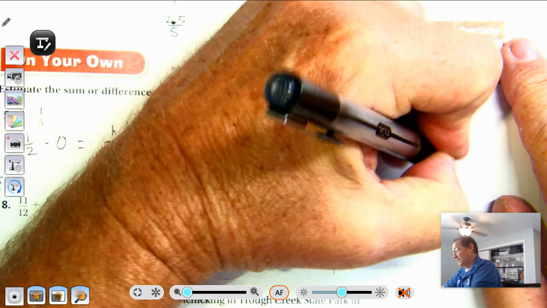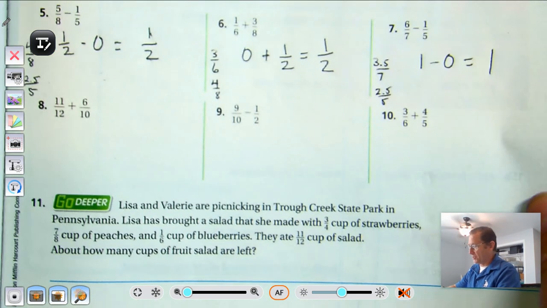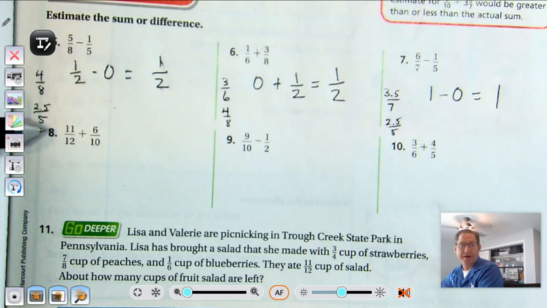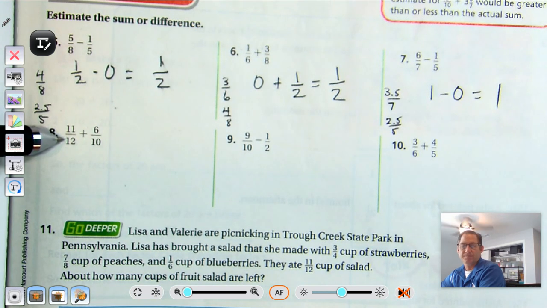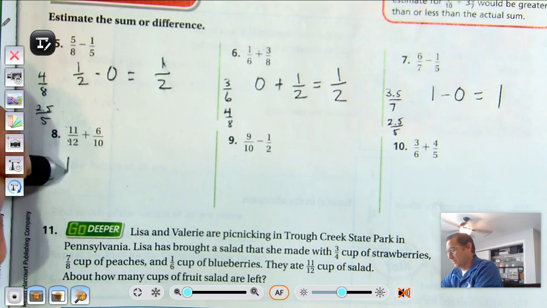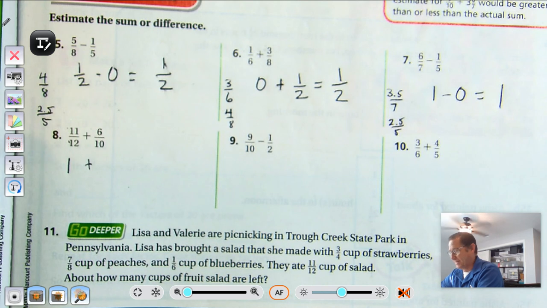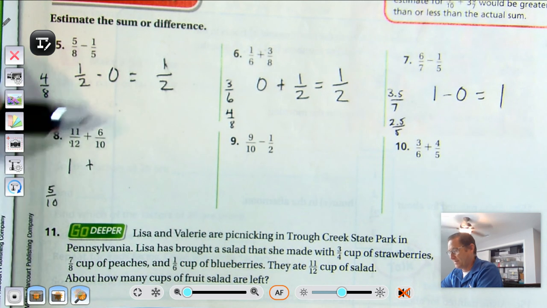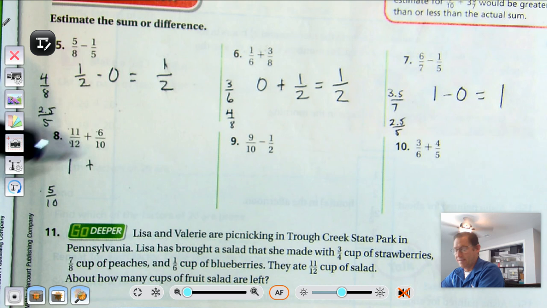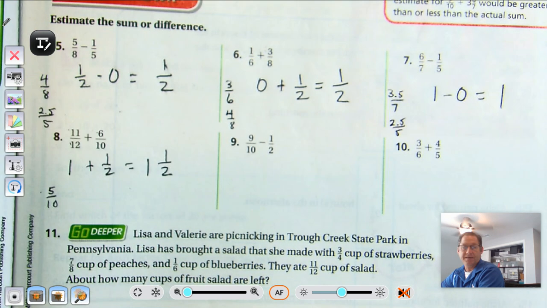And 1 take away nothing is 1. All right, let's look at number 11. Number 8. 11/12. The numerator is almost the denominator. So that's got to be 1. 6/10. Half of 10 is 5/10. And 6/10 is really close to that. So 1/2. Add them together, we have 1.5.